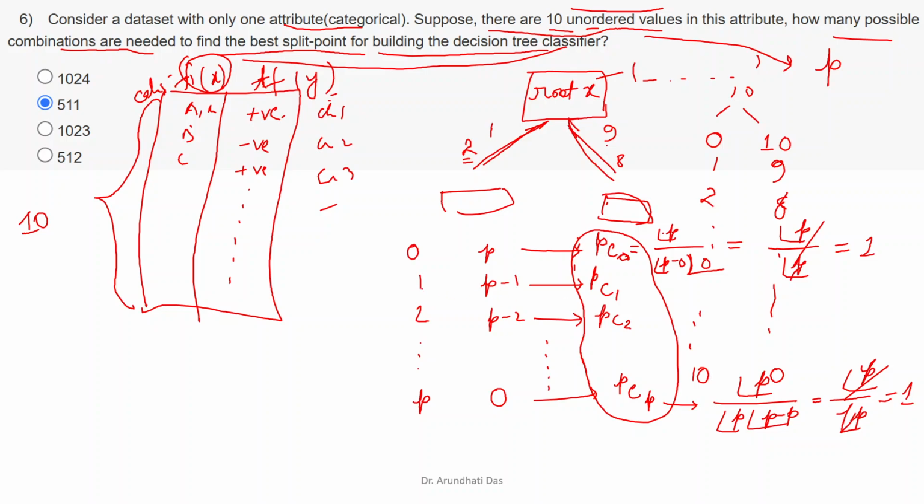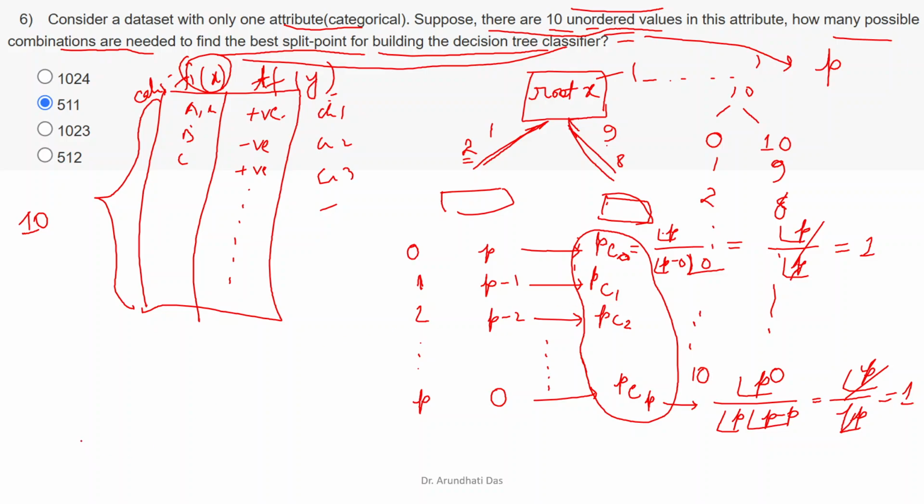For example, here out of 10, 1 will be on one side and the rest, P minus 1, that is 9, will be on the other side. So each time out of 10, 1 will be on one side and the rest 9 on the other. Each and every element of those 10 values will get a chance to be in one set. In that way we can calculate PC1.